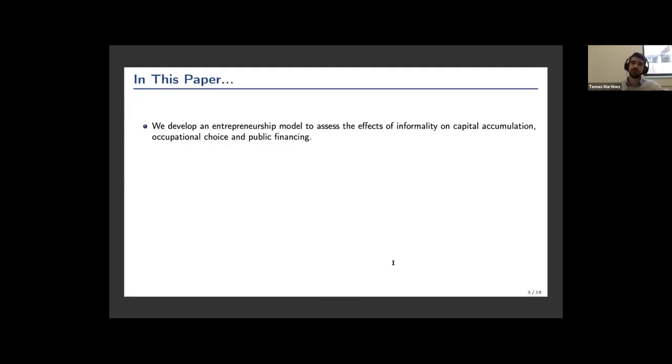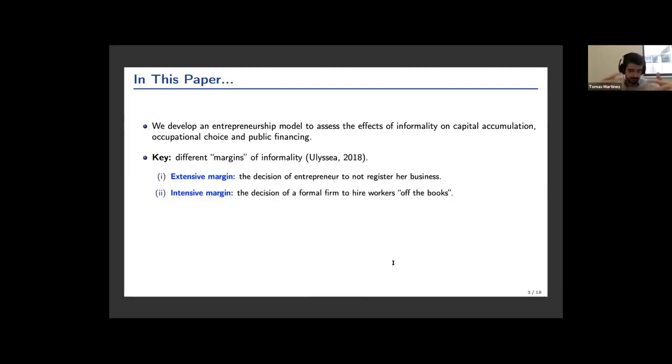So we're going to use a quantitative model. We're going to assess the effect of informality on capital accumulation and occupational choice, and then study public financing. What is key in our model, we're going to borrow from Gabriel's paper, the AER 2018, there are two margins of informality, right? So if you're not aware of what those two margins are, in Gabriel's paper, he defines the extensive margin as the decision of an entrepreneur to not register her business. So this is a firm that is fully informal, right? And the intensive margin as the decision of a formal entrepreneur or a formal firm to hire some workers off the books, right? So this would be a firm that is registered with the tax authorities, but still hires some informal workers, okay? So this would be a firm that is partially informal.